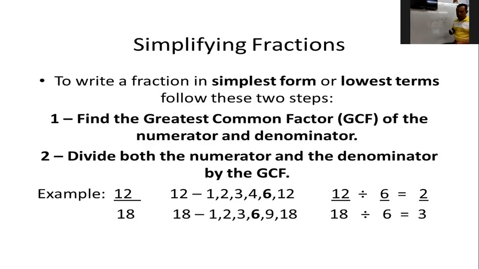And step 1 says, find the greatest common factor. Let's see. Common means you have that number up here and you have that number down here. So yes, we have 1 here, and 1 here. So they're the same. How about 2? Yes, we have a 2 here, and we have a 2 here.